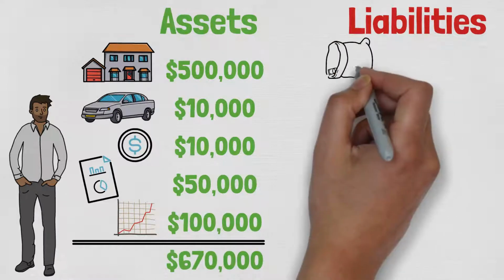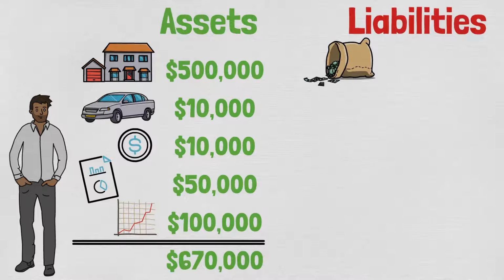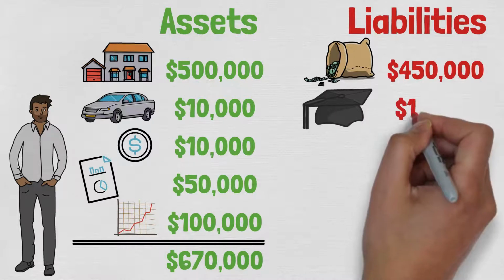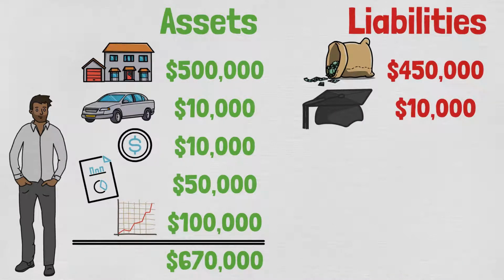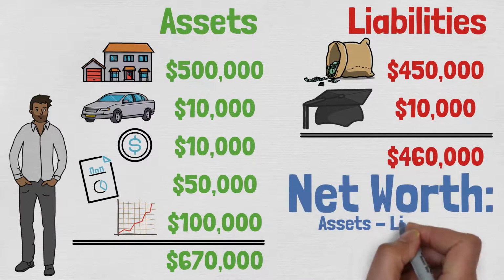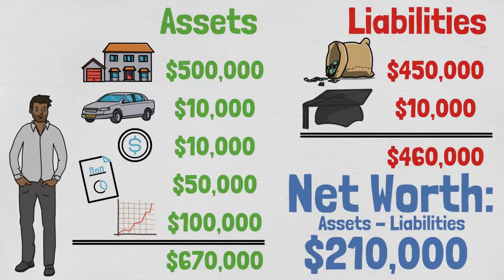To buy the house, John had to take a mortgage, which he still has to pay off $450,000. He finished his studies a couple of years ago, but still hasn't paid off all his student debt. He still has $10,000 student debt to pay off, which means that his total liabilities are $460,000. This means that his net worth is $210,000.